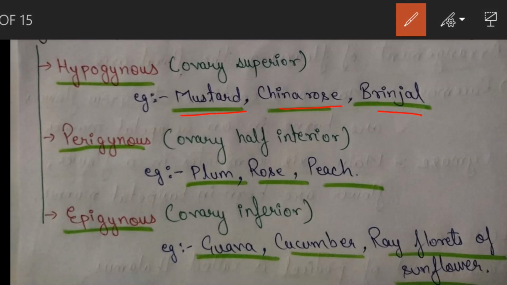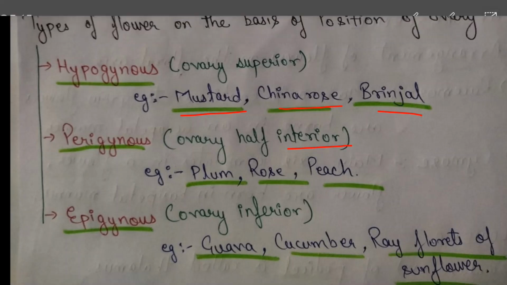Second one is perigynous. In this, ovary is also known as half inferior. Sorry, the spelling mistake is there. You can correct it: half inferior. In this, gynoecium is situated in the center and other parts almost at the same level. The third one we have is epigynous. In this, ovary is also known as inferior. In this, the margin of thalamus grows upward enclosing the ovary completely. Examples are guava, cucumber, ray floret of sunflower.